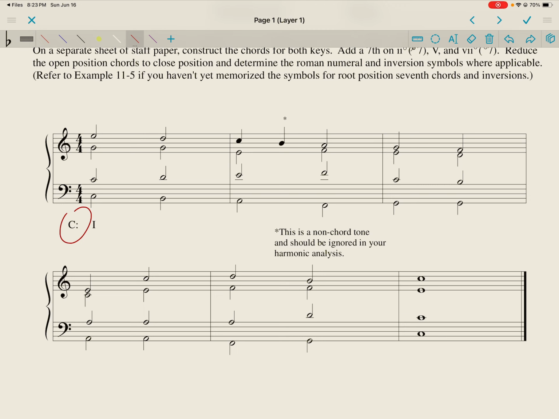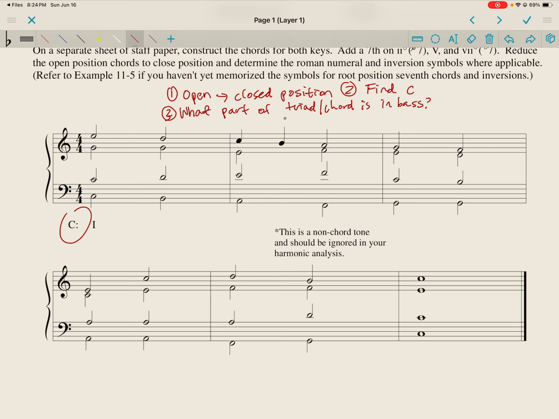So the first thing that we're going to do for both of them is take what we have written in open position to a closed position. You're going to see what part of the triad chord is in the bass after you find the chord. So I guess that should be step 3. So step 2, find the chord, the Roman numeral, what part of that is in the bass, and then write that out.